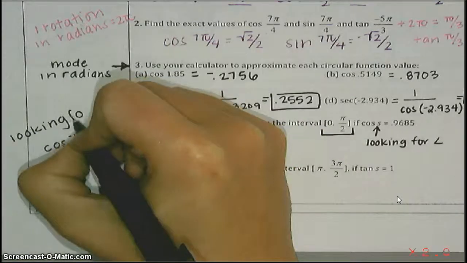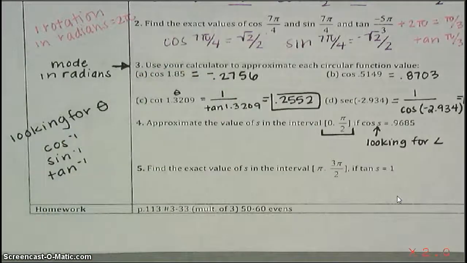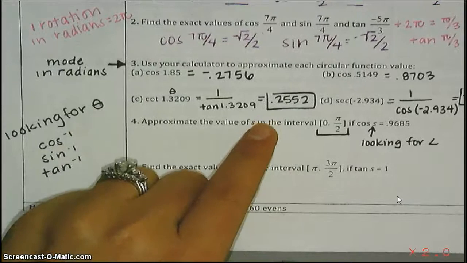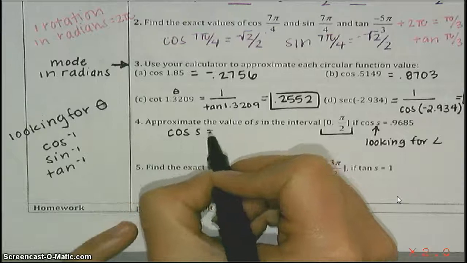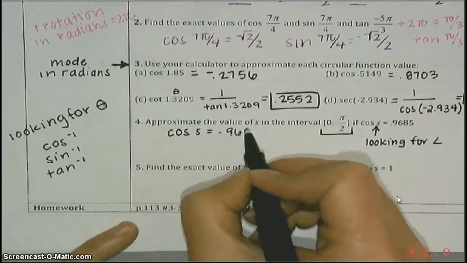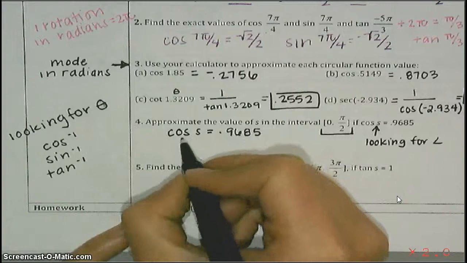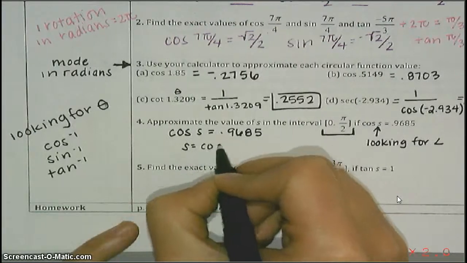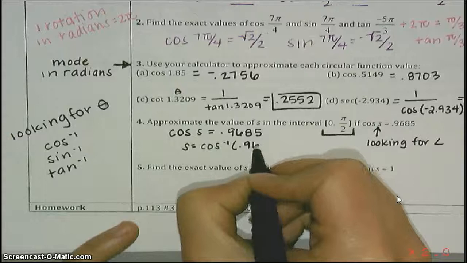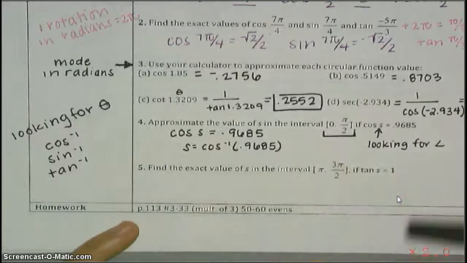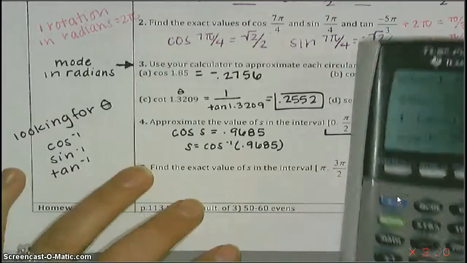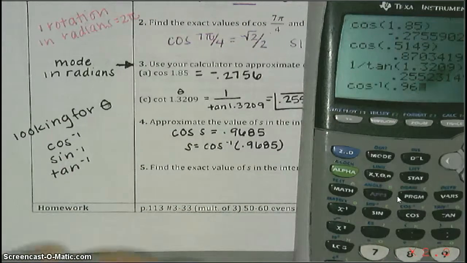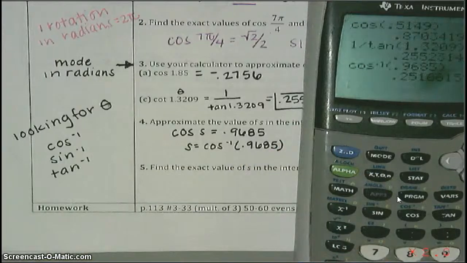I'm using theta as an angle. In this case, theta is s. So we have cosine of s is equal to 0.9685. If we want to solve for s, you're going to do the cosine inverse, so s is going to equal second cosine 0.9685. Keep your calculator mode in radians. So second cosine 0.9685 should give you 0.2517 radians.